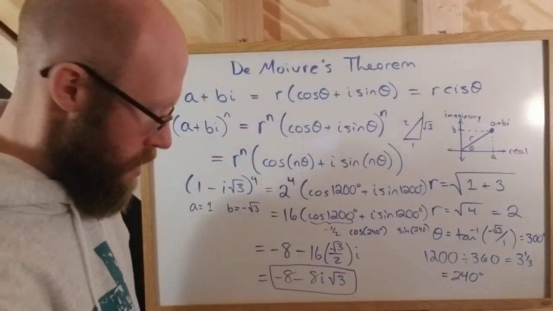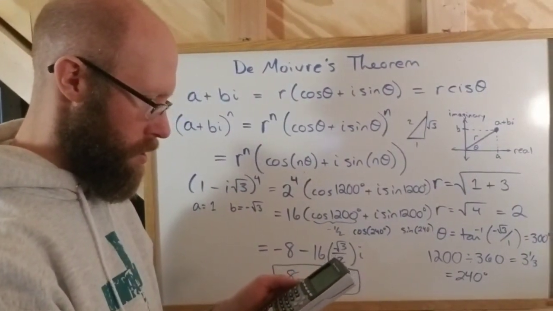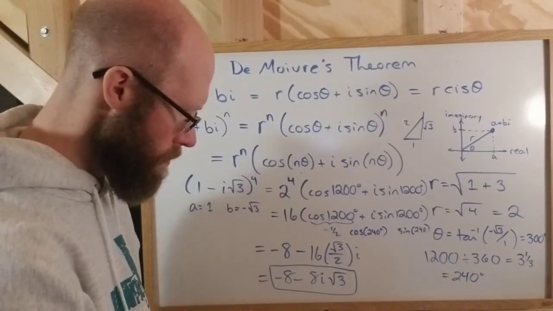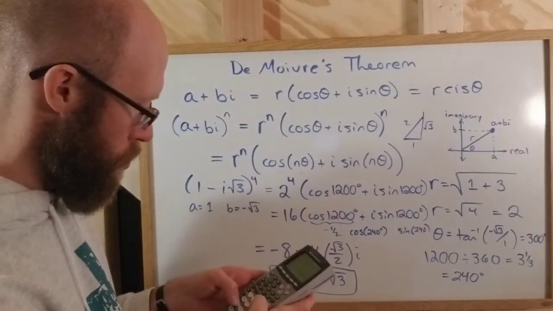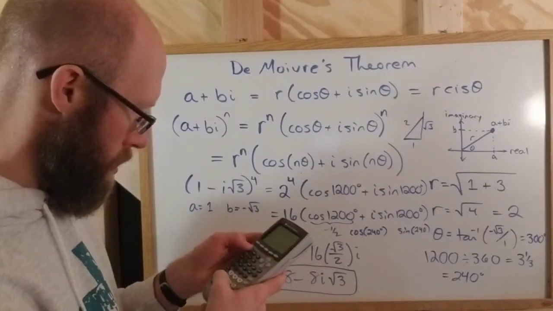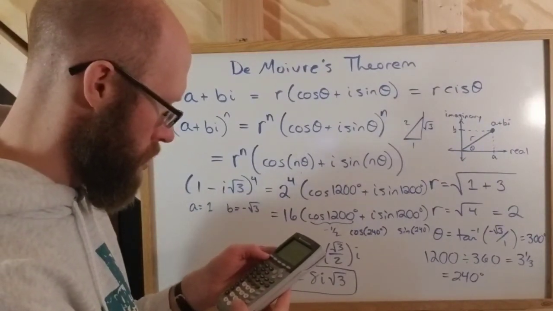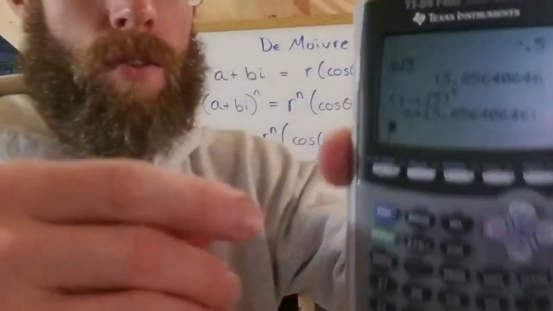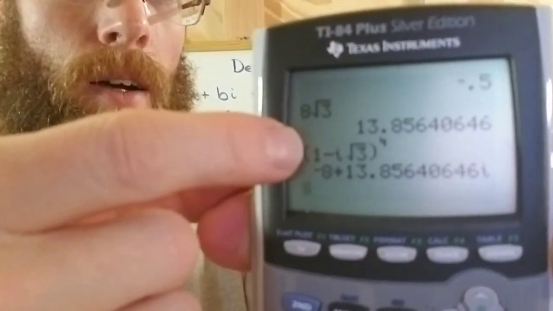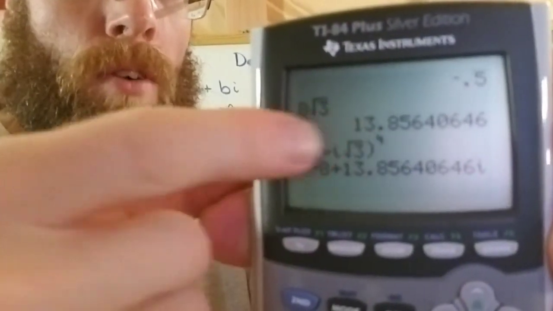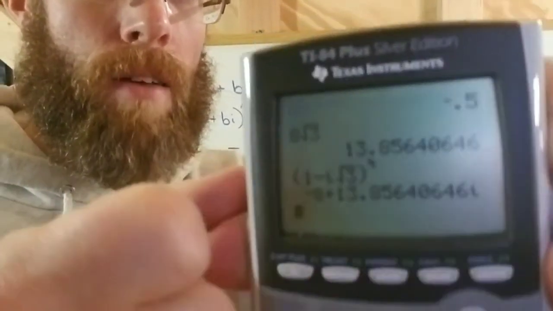Cool. Now, what is 8 root 3 as a decimal? 8 root 3. It's about 13.856. So I'm going to double check this, make sure it works. If I do the quantity 1 minus i root 3, raise that to the 4th, and I get that. Yes, it works out. So if you can see here, my 8 root 3 is this 13.8 or whatever it is there. So when I take this to the power of 4, I get my negative 8, which I calculated earlier, and then I get plus 13.8 times i. Okay, so it did work out.